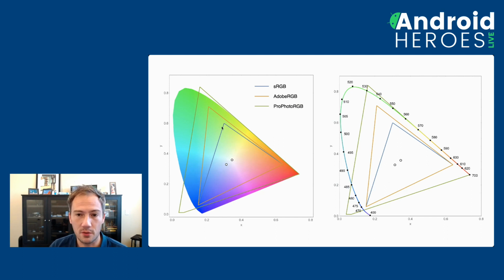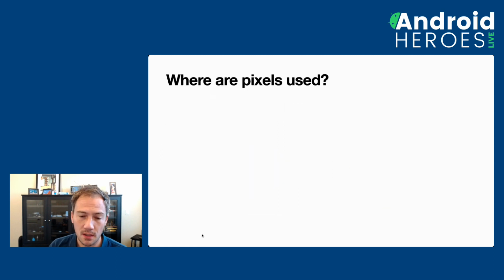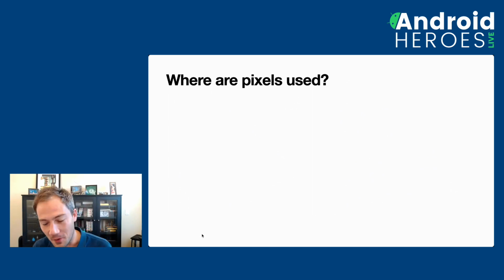And that's why it's very important to always know what color space you're using. I've also added another color space called ProPhoto RGB. This one is also used in photography, but it's not used to display the final image. It's a working color space because you can see it extends beyond the visible spectrum. So it contains imaginary colors.